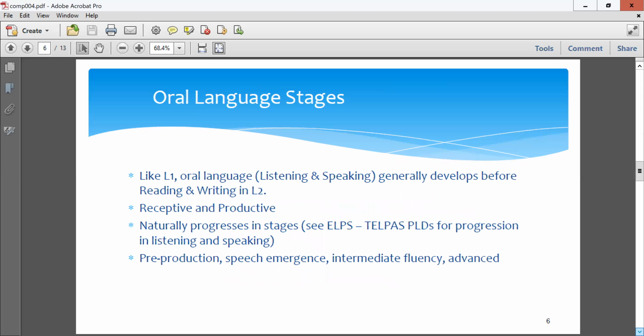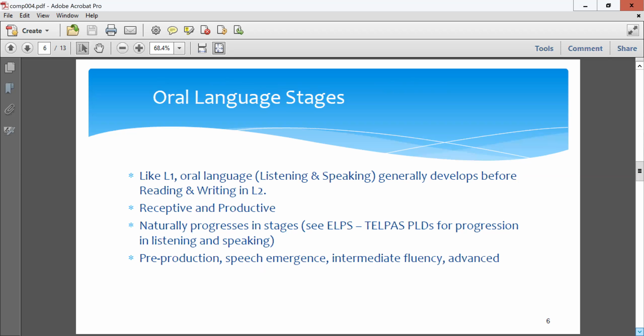So oral language develops in stages like anything else, and so listening and speaking actually generally develops before reading and writing in the second language. That's not to say that we delay teaching reading and writing, but it's just the natural development of things. And we talked about some of this in the language acquisition competency.